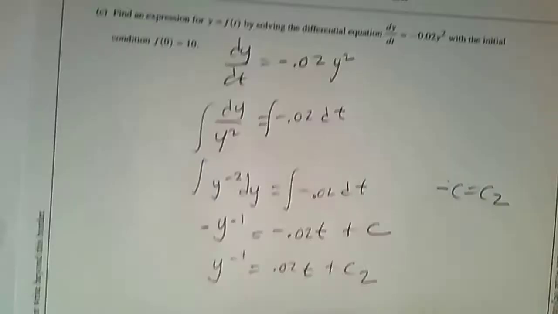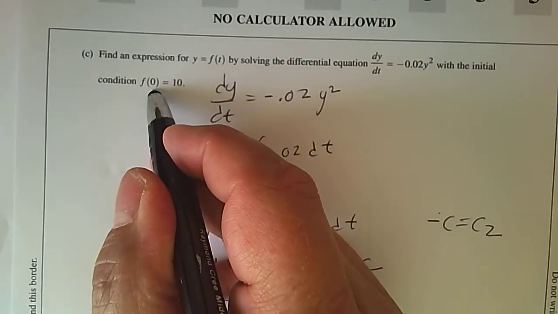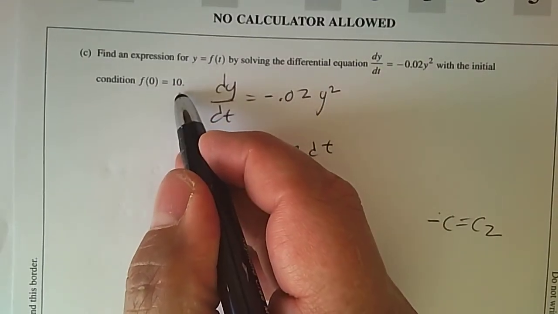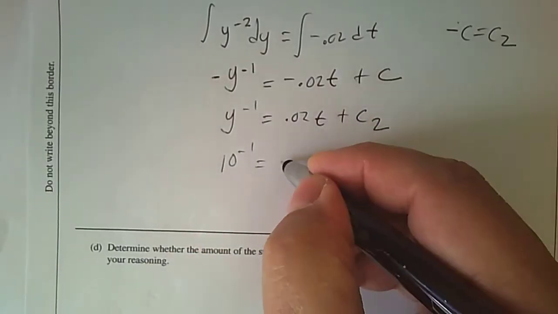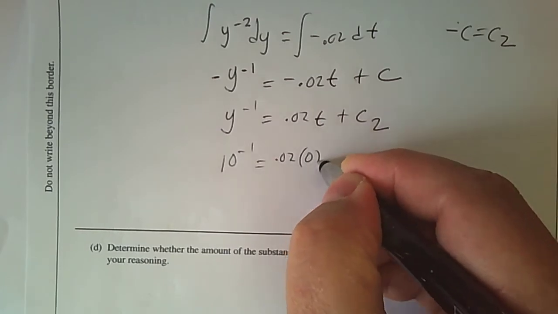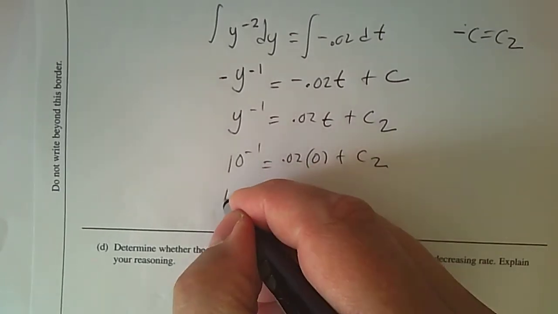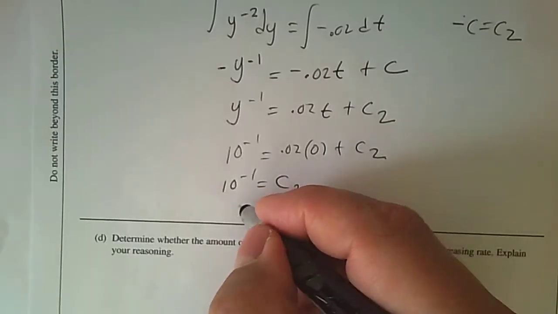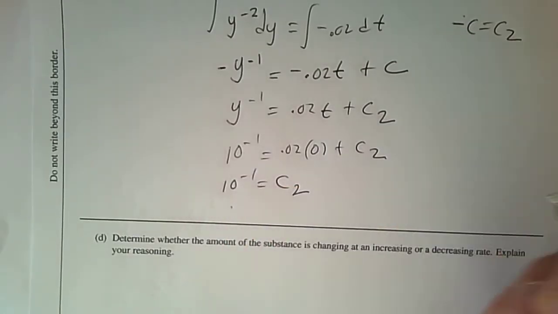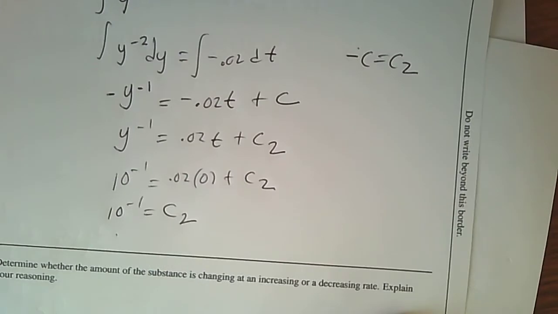Well, you have numbers to plug in. So what do you plug in for t? And what is the y value? 10. So we're going to plug in 10. We're going to plug in 0. And then you can see that 10 to the -1 is C2. Now, you don't have to write that as 1/10. So if you put it all together, what do we have?